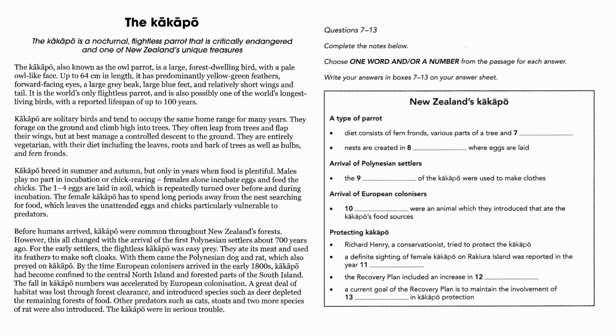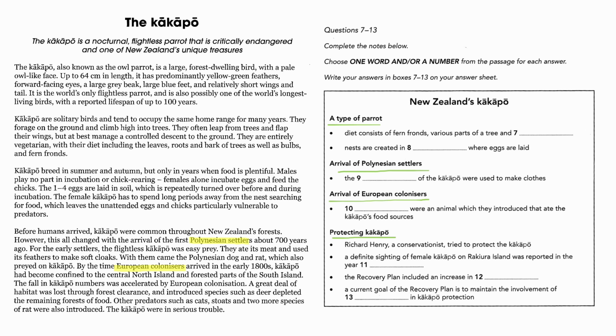Okay, let's solve a couple of questions together. Where do you find your answers? Let's have a look at the questions. First of all, where can you locate your answers? Well, in this case, we have some subheadings that tell us a type of parrot, arrival of Polynesian settlers, arrival of European colonizers, protecting kakapo. And indeed, we've read about it when looking for our true, false, not given questions. For example, the Polynesian settlers and European colonizers are here.